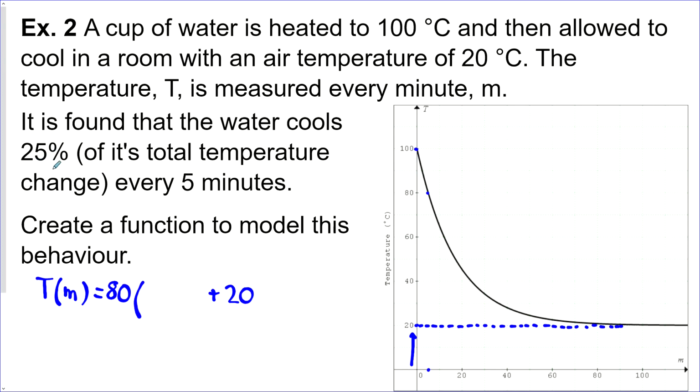Okay, we lose 25%, so that's like a decay rate. So that means we get to keep 75%. Next we have our m, and we want to keep 75% every 5 minutes. So we put a divided by 5 there. Very similar to what we were doing with half-life. There's our equation. Great job.